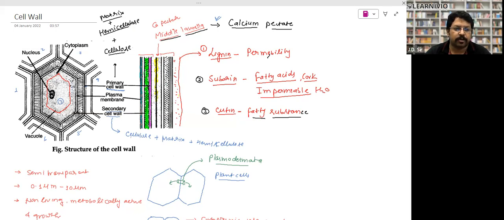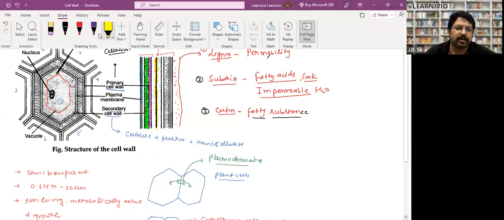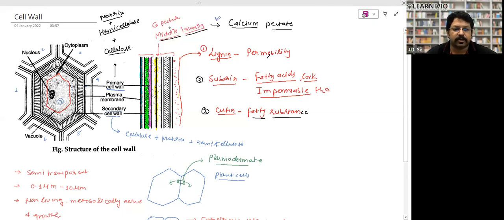This is found between the two cells, and it cements the two cells with the help of cementing material. And the name of that cementing material is calcium pectate. You can see this is middle lamella, and middle lamella is made of all calcium pectate. You have to remember this name because calcium pectate or composition of middle lamella have been asked multiple times, right?